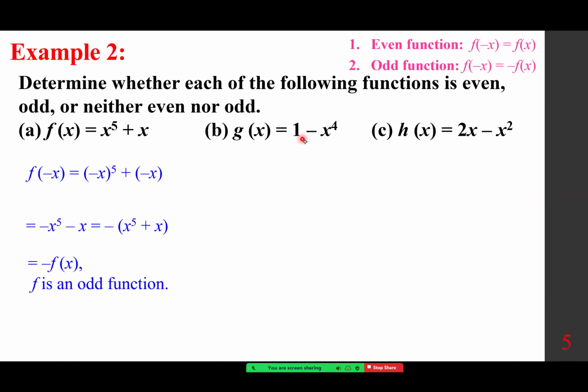g of x equals 1 minus x to the power of 4. Let's evaluate g of minus x. Because this exponent is even, minus x to the power of 4 is the same as x to the power of 4, which makes it the same as the original function. Therefore, by definition of an even function, g is an even function.